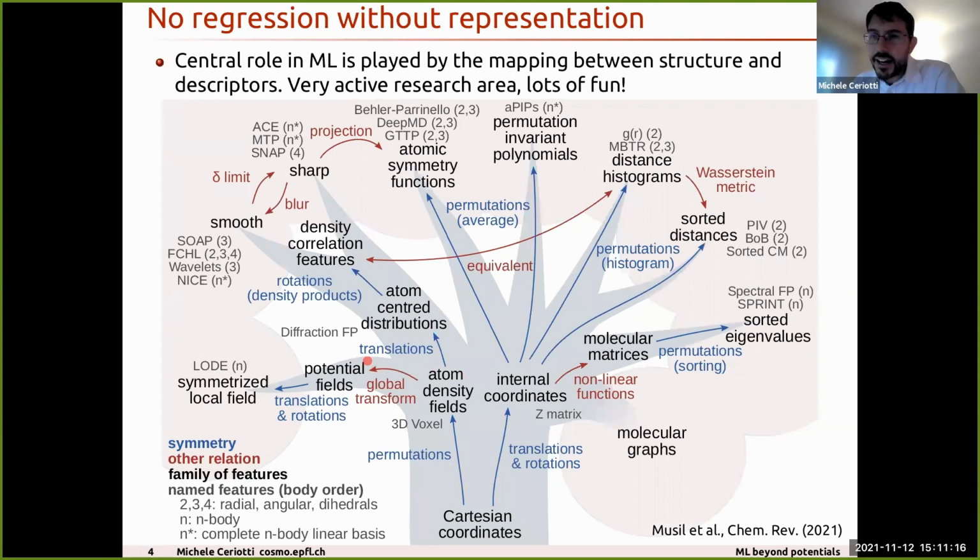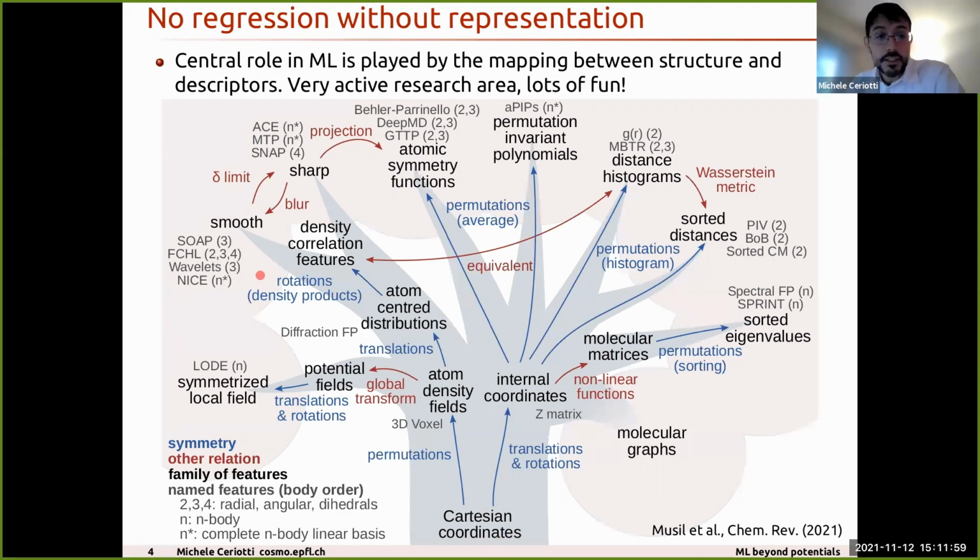Now, with this set of requirements acting as a force driving the evolution of the field, the community has generated a very large number of representations. Basically every day there is a new paper introducing a new representation that maps the Cartesian coordinates to the input of a machine learning model. In this review and in this picture, we try to put some order into this zoo of representations. One of the things that we realized is that a very strong ordering principle to classify these representations involves focusing on the symmetry operations that are used to go from Cartesian coordinates to the actual structure.